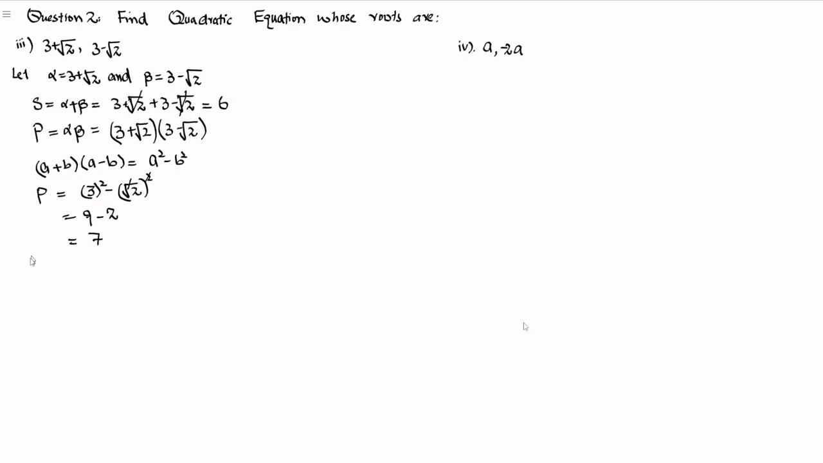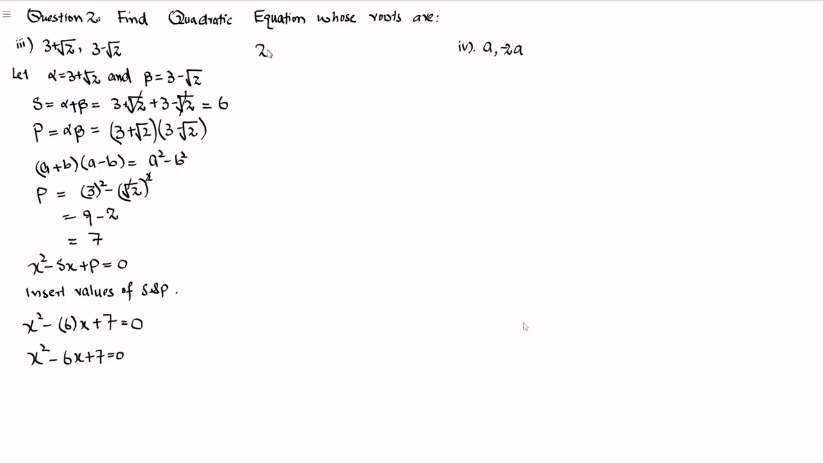When the sum and product of the roots are given, then the quadratic equation is x square minus sx plus p is equal to 0. Insert the values of s and p. So we have x square minus, the value of s is 6, x plus the value of p is 7, is equal to 0. So the required quadratic equation is x square minus 6x plus 7 is equal to 0.